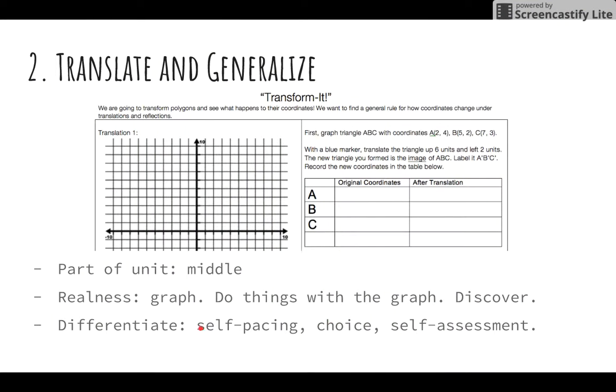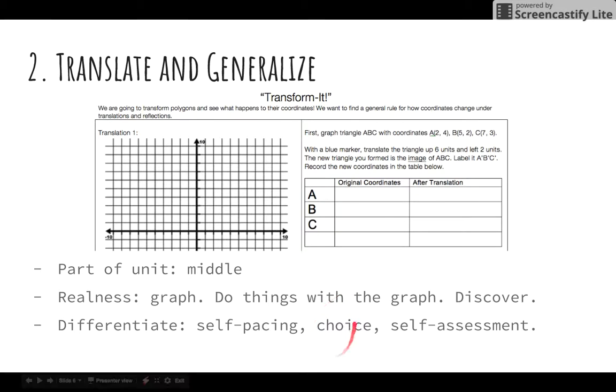The differentiation in this task has a lot to do with the pacing. So you may have seen there were 6 pages of this task, and students moved through at a rate that made sense to them. My students who can't plot points accurately were really going slowly through that first part and being very deliberate about counting and moving. Students who are stronger on that skill moved through faster and got to writing the abstract rule.